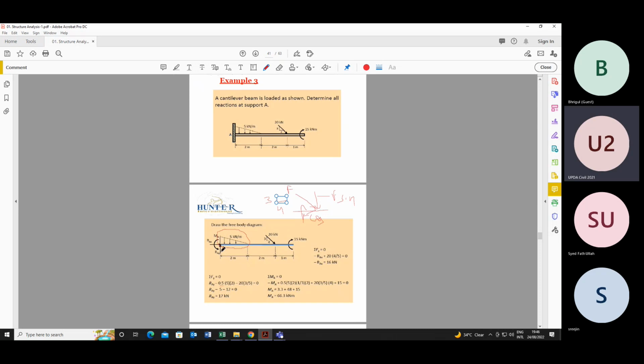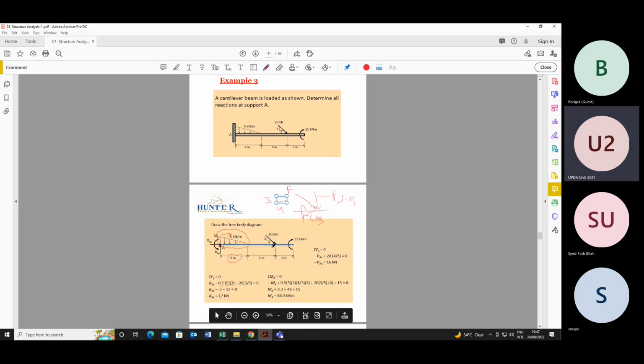The base: the force is acting from this point to this point, so the total length on which force is acting is 2 meter. What is the height of the triangle? This will be the height, this 5 kilonewton per meter. This magnitude of the force is shown as 5, which will be the maximum at this point. So it will be 0.5 into 5 into 2. So we calculated the total force of this UDL.